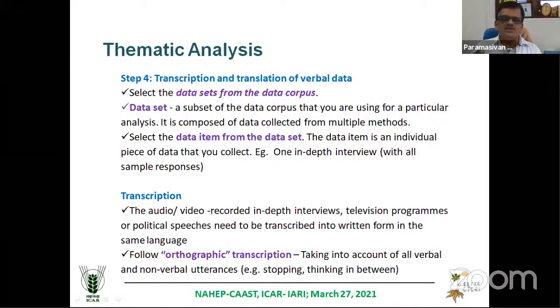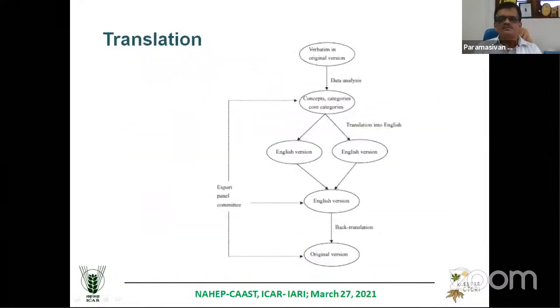So that is your perspective as the person doing the coding, and the same perspective should come to the other coder. That means you both are doing it in the same way. Because it's a very complex process, I'm giving only small examples here. You can see how you will be doing translation, verbatim in the original version, and then the concepts and categories, core categories you are identifying.